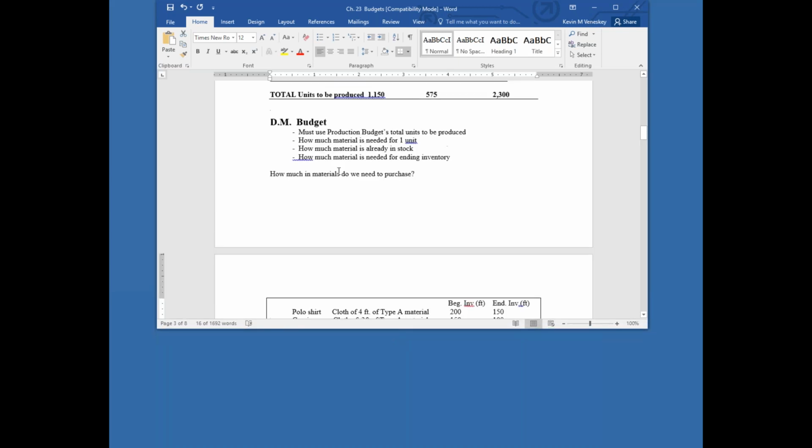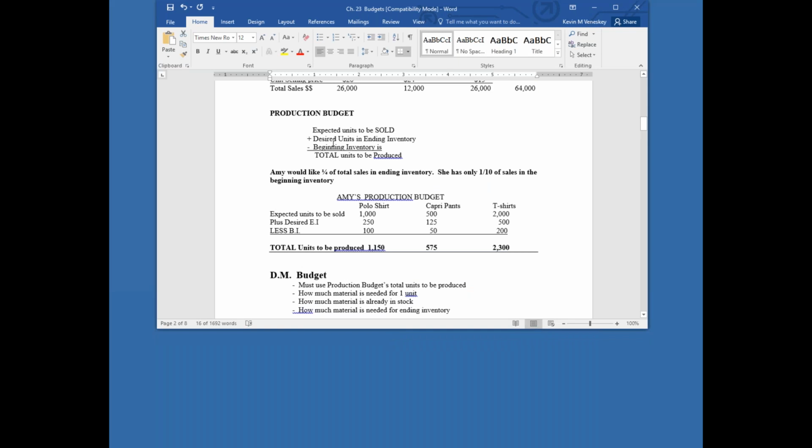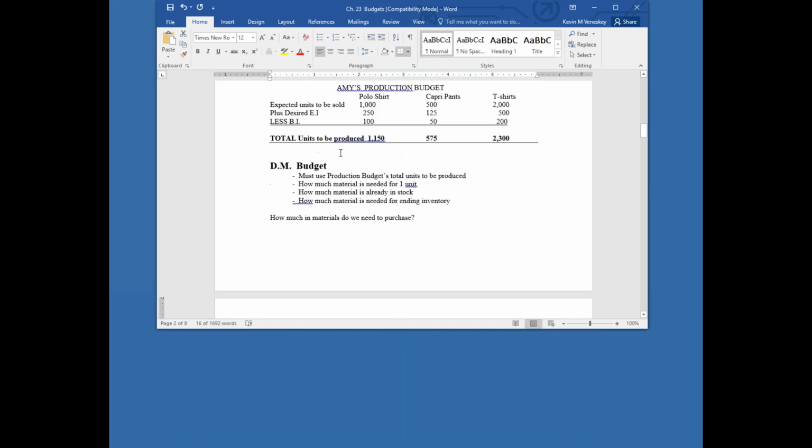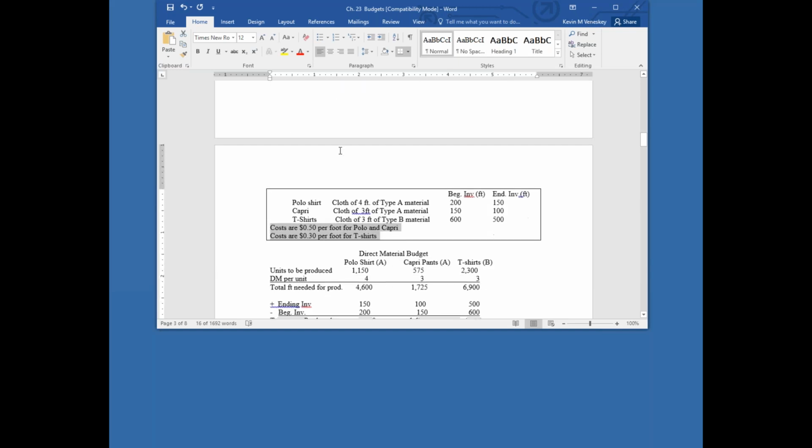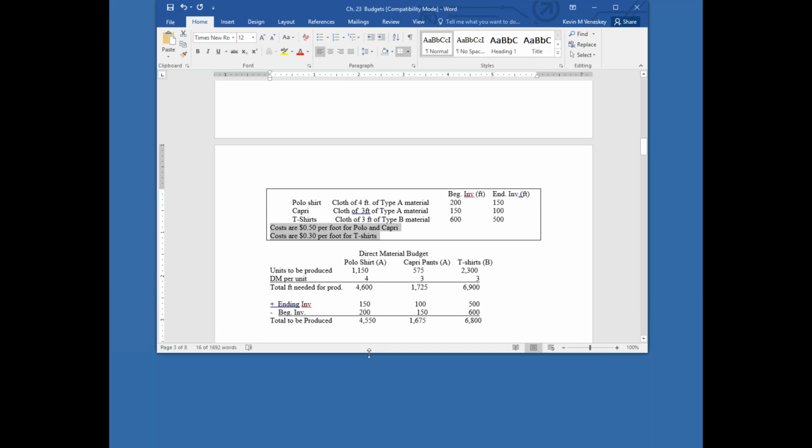Now I need to do the formula up here, add in what I want to have at the end, and then subtract out what I already have in beginning inventory. So that's fairly simple to do. Take the 4,600, add in what I want in the end when I'm all done. I already have 200, so I'm going to make just slightly less than the 4,600 that I'm going to need for production, because I already had a little bit more in my beginning inventory. And we go through and do that for the capri and the t-shirts.